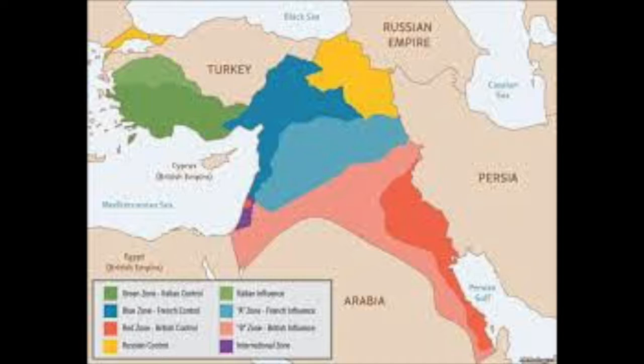The Yellow region was under the control of the Russian Empire and was located in present-day Turkey, Georgia, and Armenia. And the Purple Zone, located in the west by modern-day Israel and Palestine, was created as an international zone for the eventual creation of a Jewish state.